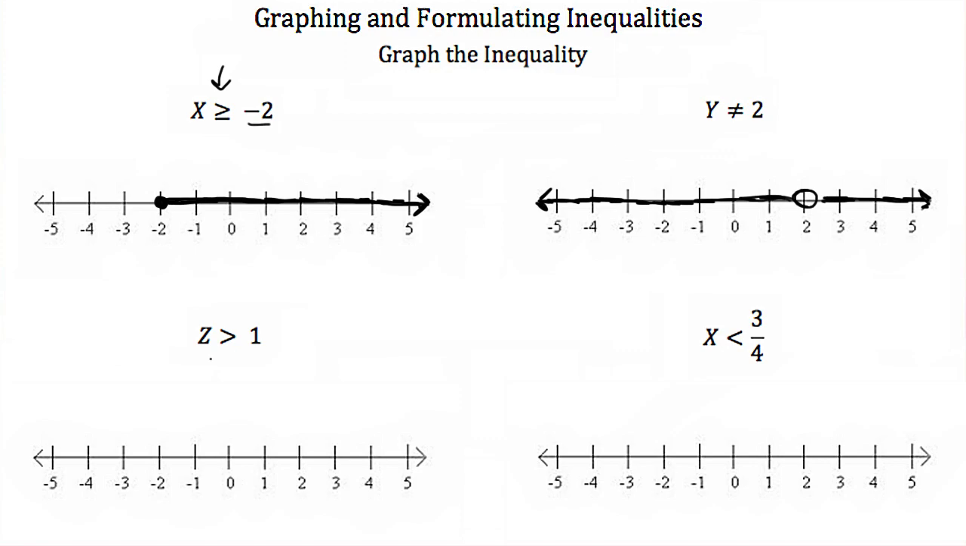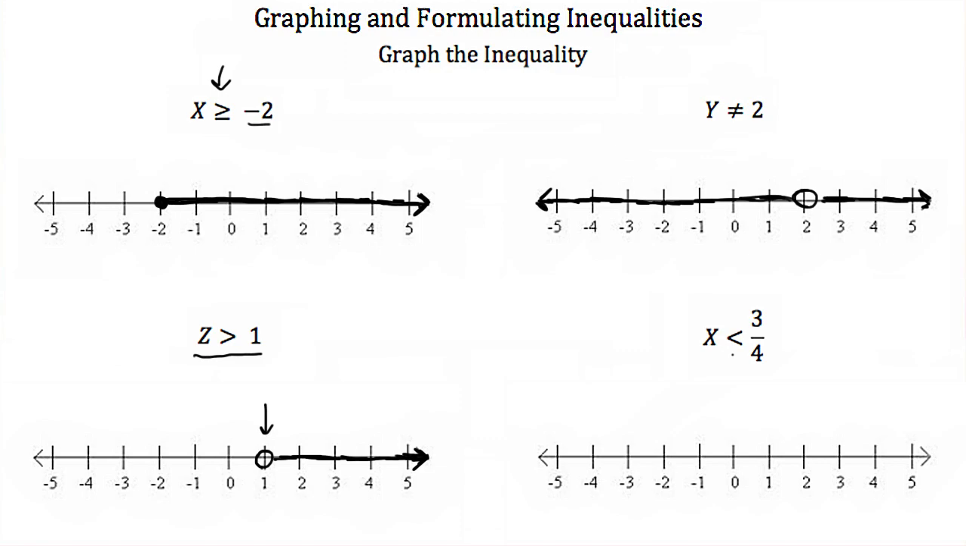Here we have z is greater than 1. Well, it's not a greater than or equal to, it's just a greater than sign. So you would put an open circle at 1, because 1 is not greater than 1, or 1 is not a valid answer. That's why you get the open circle. And then since it's greater than, you fill in everything to the right, because all of these numbers are greater than 1.